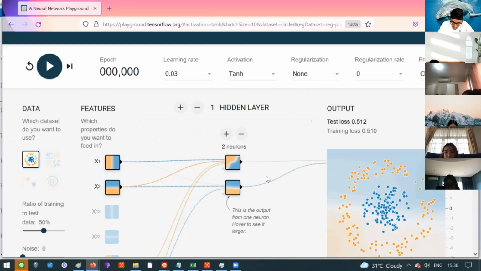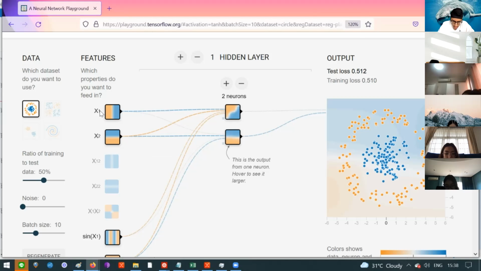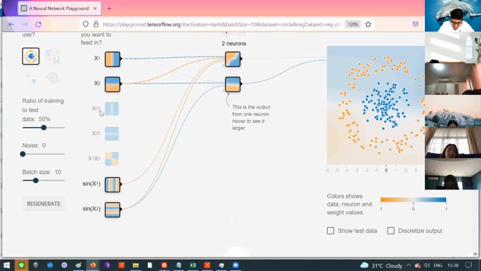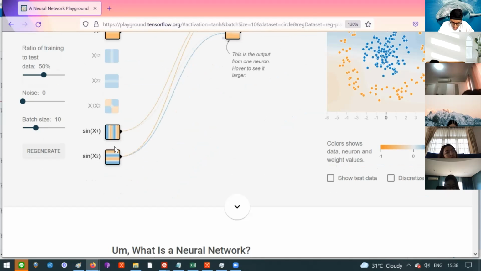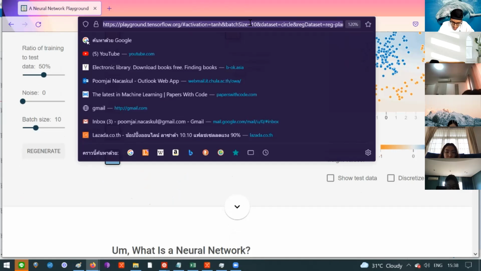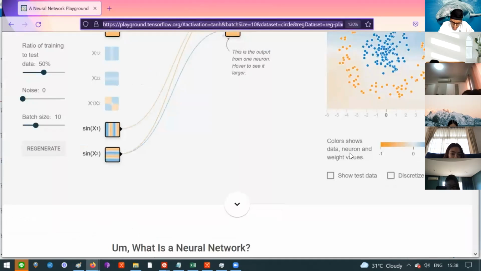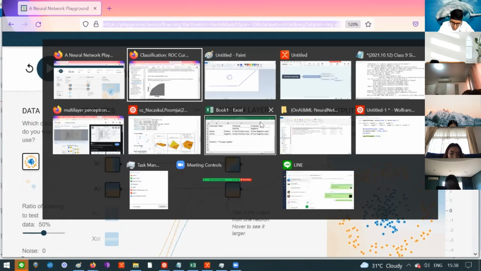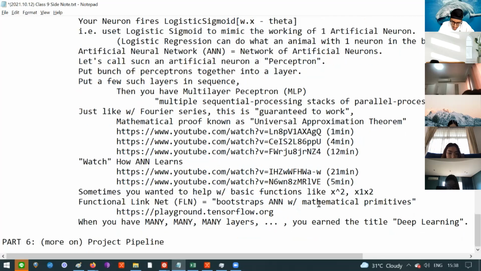Okay, so this here is x1, x2, and x12 here is not the third one. It's x1 squared. Okay, and this is x1, x2. So these are functional links. All these here are functional links. And this is the area under the curve. Right. So I think that's pretty much where we are.